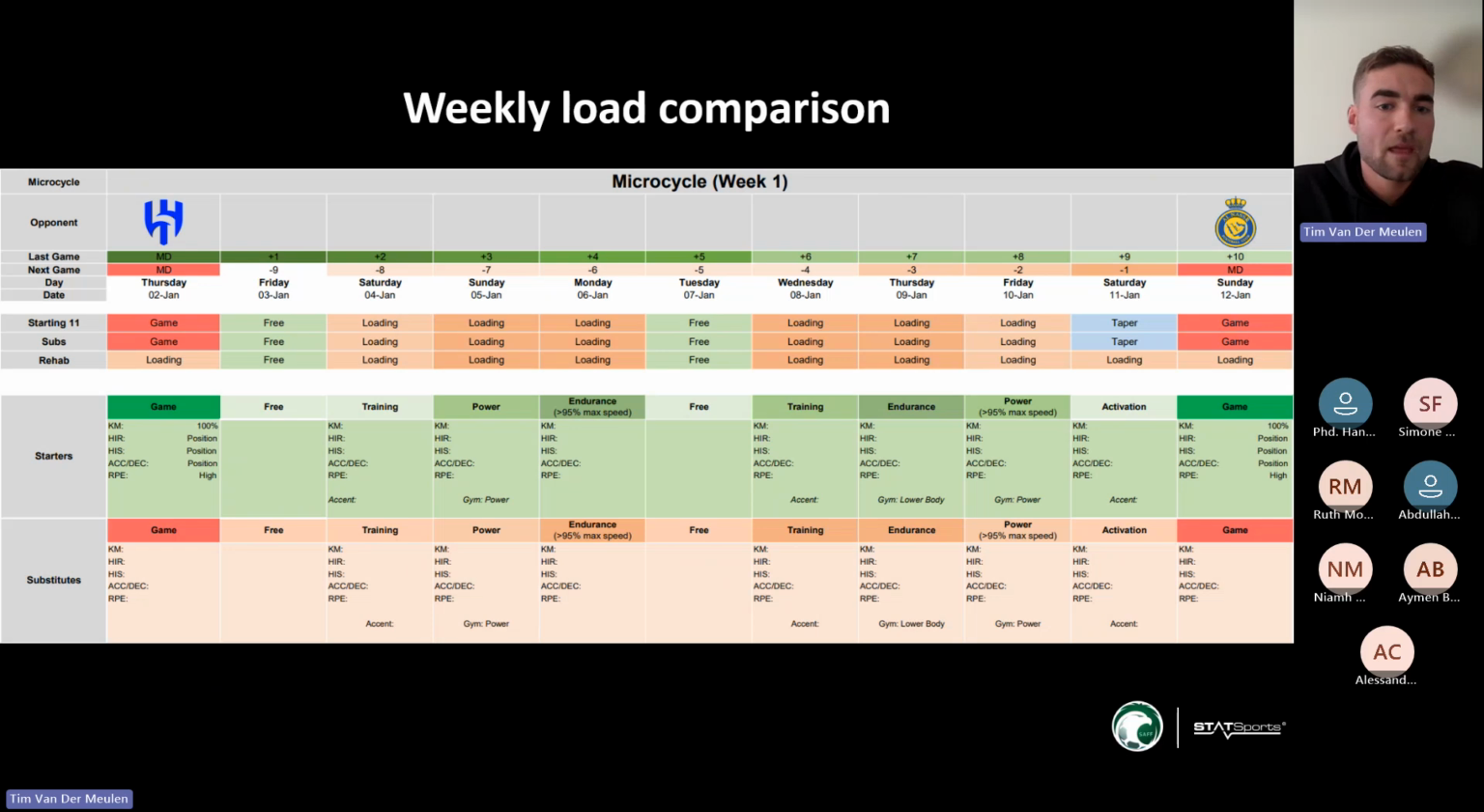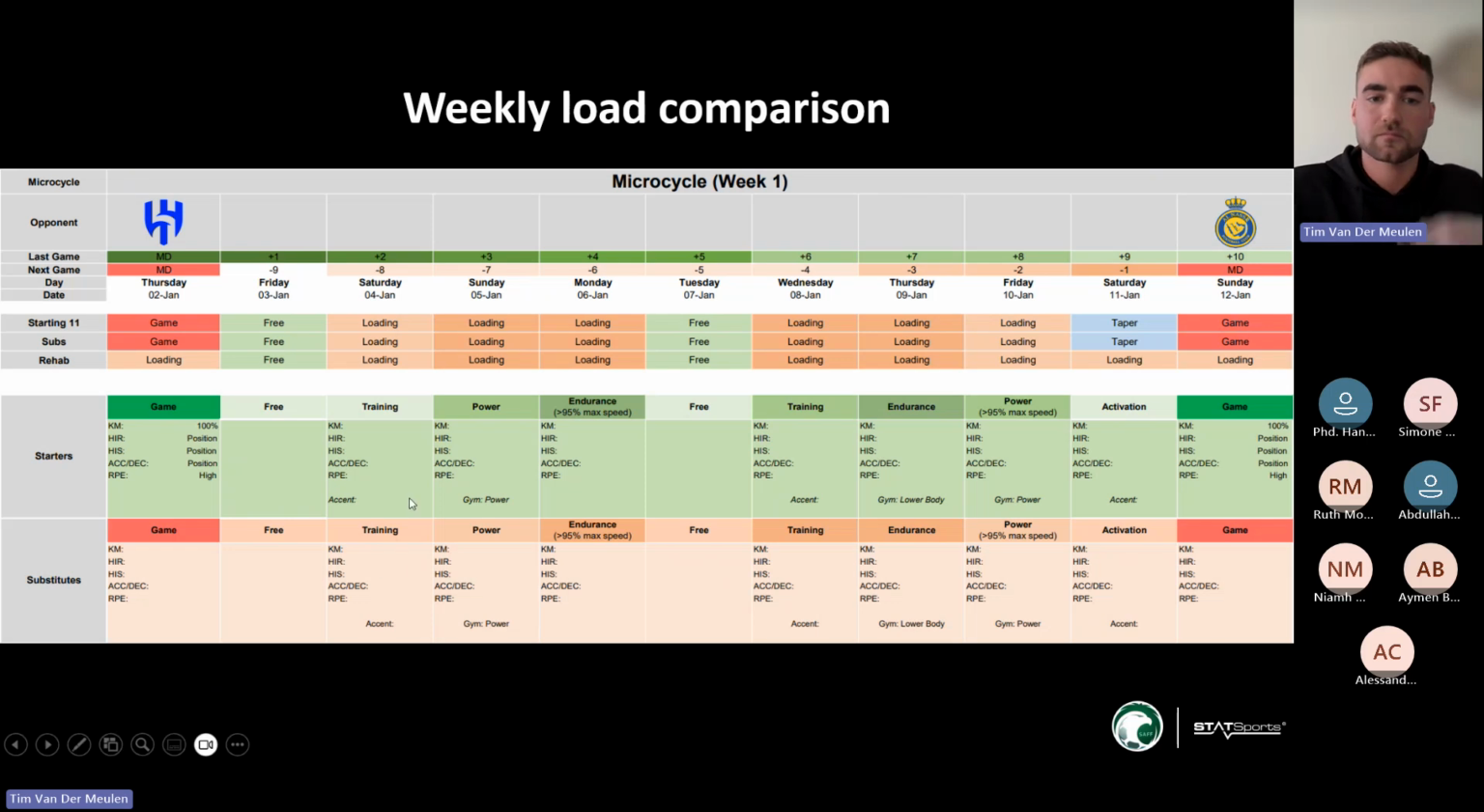For each specific day, you can focus on specific metrics to set your goals. In this example, I've visualized the kilometers. So for total distance, high intensity runs, high intensity sprints, accelerations, decelerations, but also internal load measures like rate of perceived exertion. And for each specific day, focusing on a specific accent and providing the information whether they had a gym session or not.